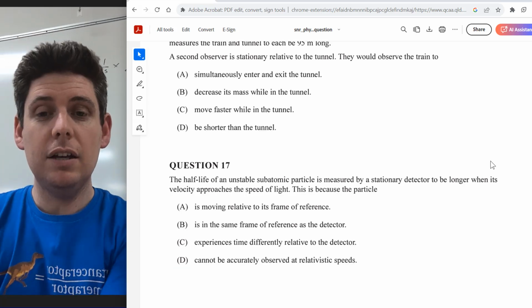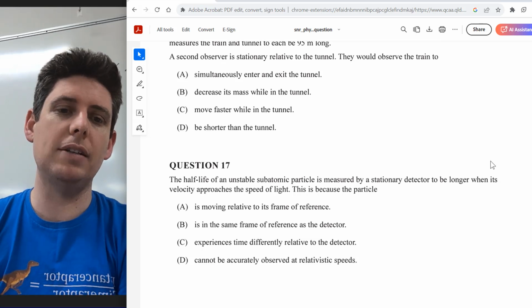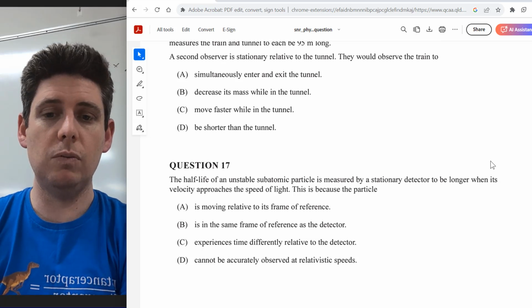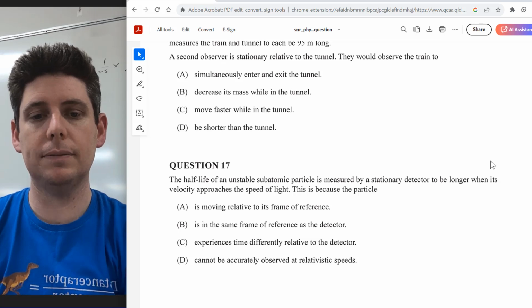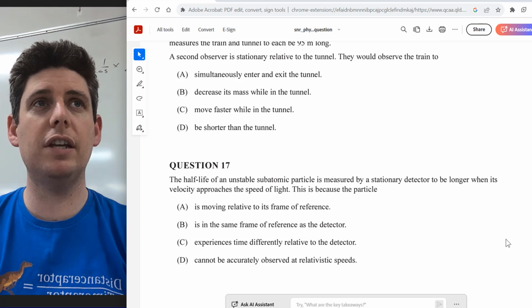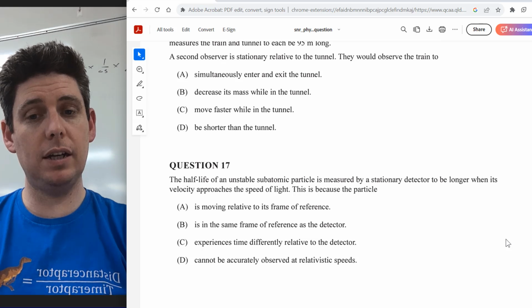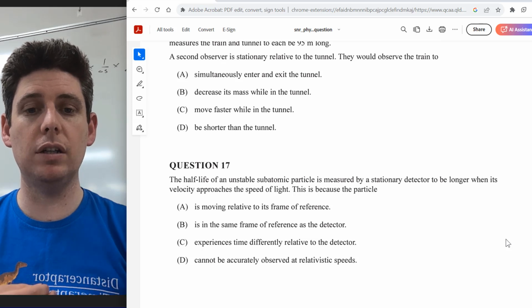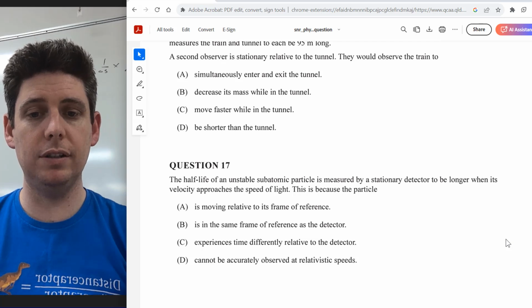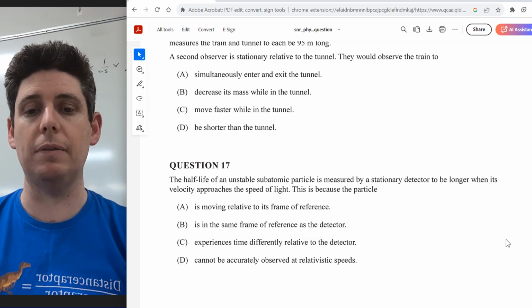Question 17. The half-life of an unstable subatomic particle is measured by a stationary detector to be longer when its velocity approaches the speed of light. This is because the particle... It's great to think about the muon experiment. Dr. Walding has talked about this in his videos. So time acts differently depending on the reference frame. The subatomic particle in this question experiences time differently to the detector because they're in different reference frames.